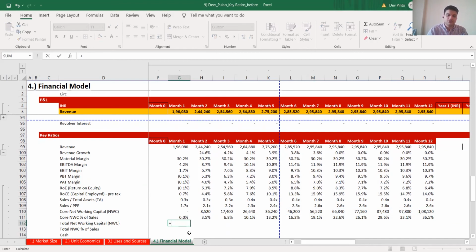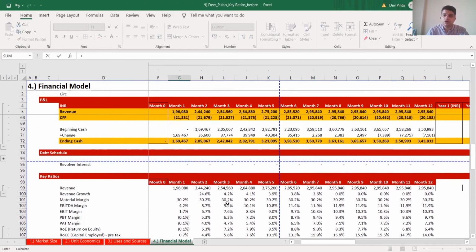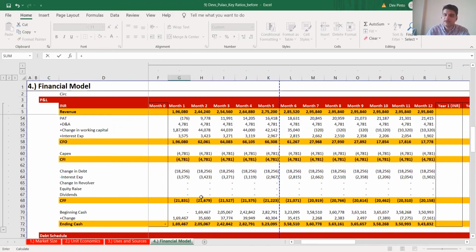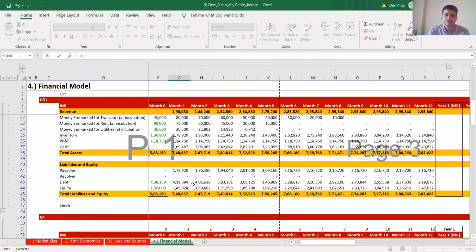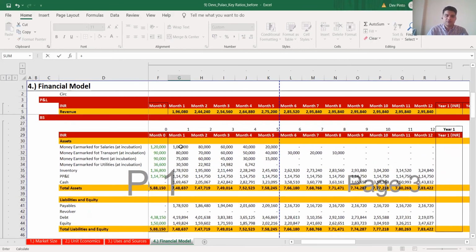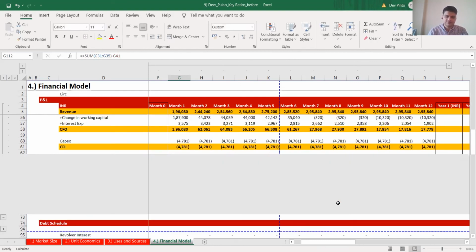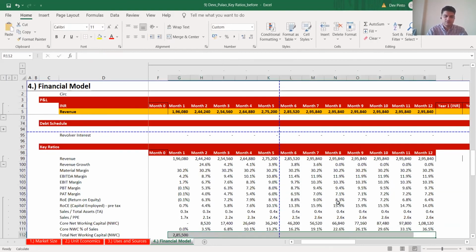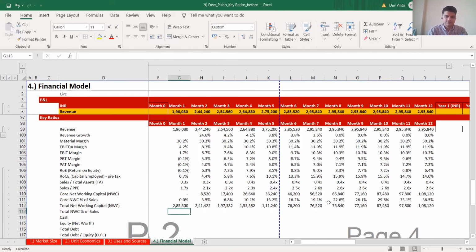Next, let's talk about total net working capital. So this will be all current assets minus all current liabilities, except for cash and except for short-term debt. That's going to be the sum of 1, 2, 3, 4, 5, minus payables, right? Let's compute that as a percentage of sales.